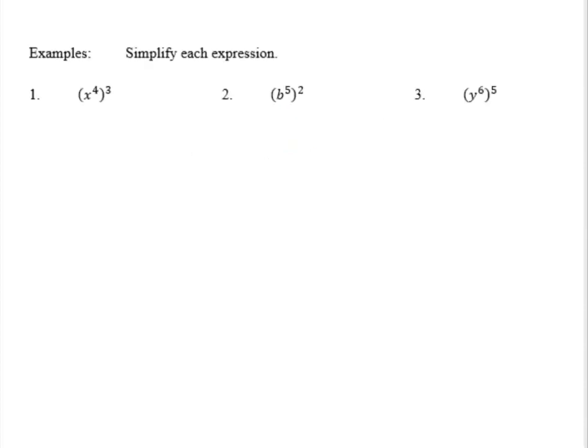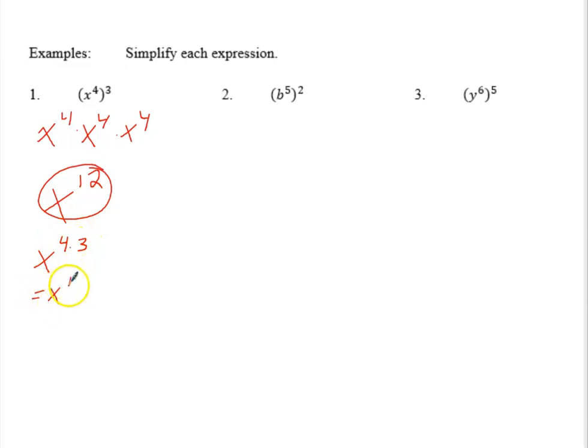Okay, so here are some examples. I'm going to do the first one writing it out the long way. It's x to the fourth cubed. That means x to the fourth times x to the fourth times x to the fourth. So we do 4 plus 4 plus 4, which gives us 12. Another way we could have gotten that is x to the 4 times 3, which is also going to give us x to the 12.